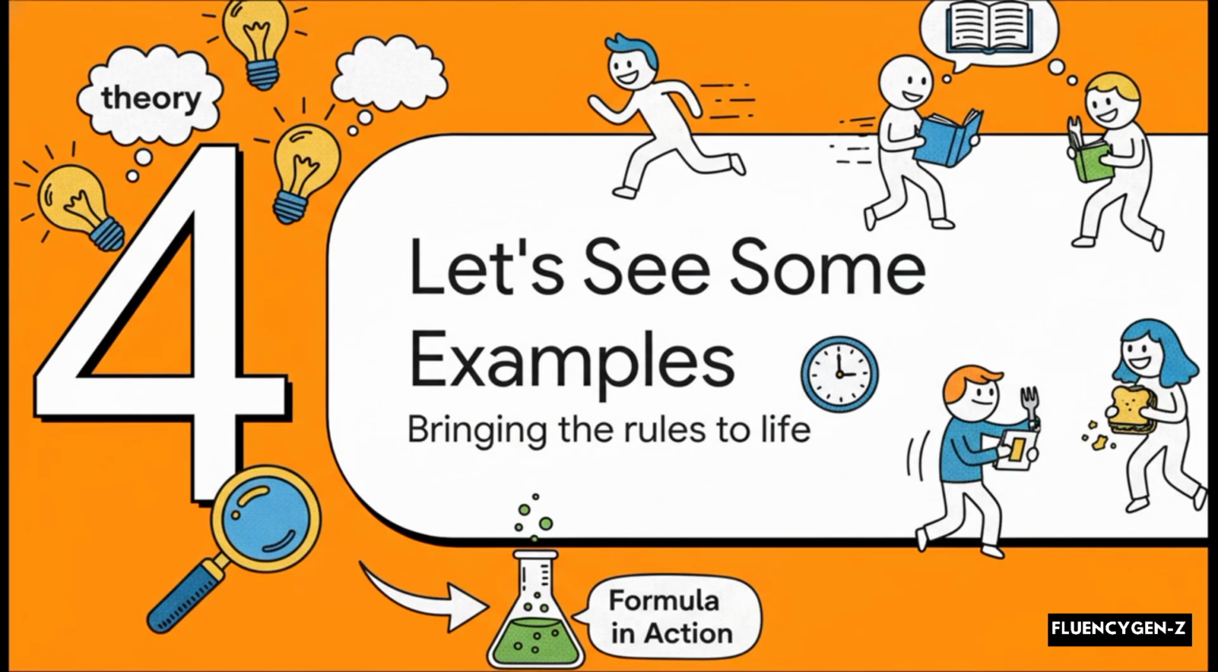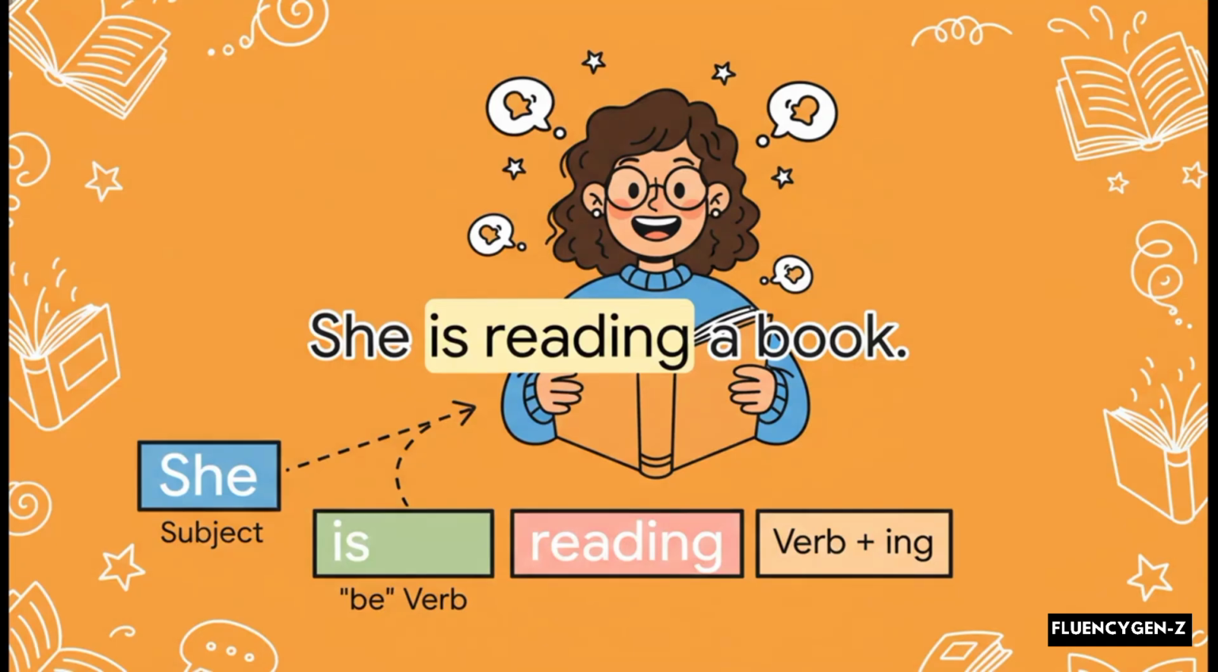Okay, enough with the rules, right? Let's see how this actually looks in real sentences. Seeing it in action is what makes it all click. So here's a perfect positive sentence. She is reading a book. Look at that. You've got the subject, she, the be verb, is, and the main verb with ing. Reading. The formula works. It tells us exactly what she's doing right now.